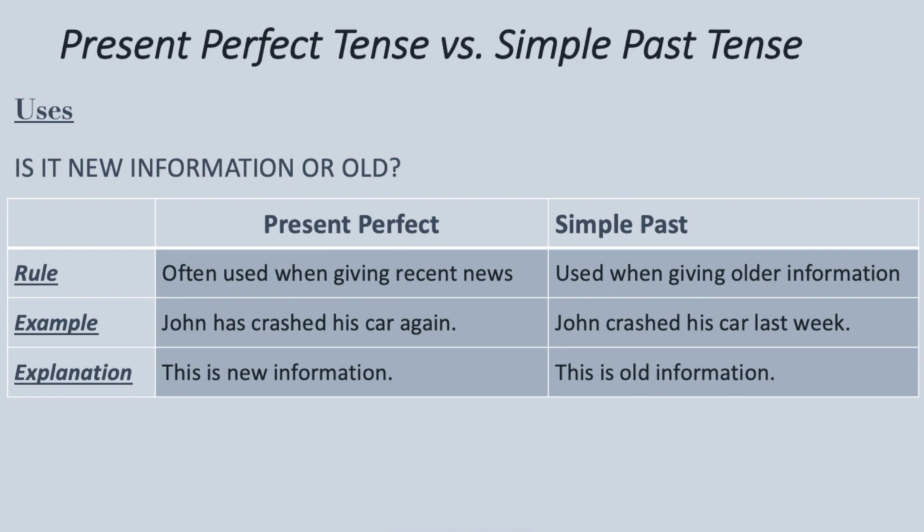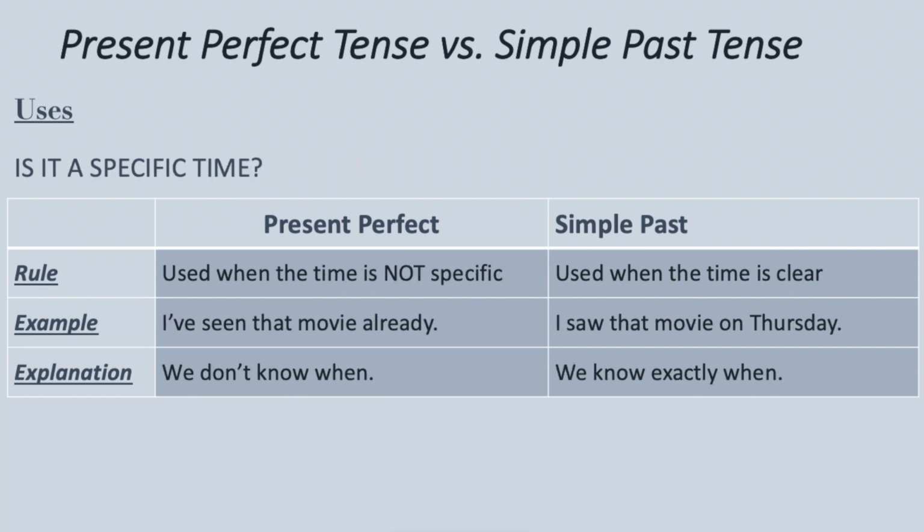The third question we can ask is it a specific time? When we use the present perfect, we don't use a specific time. It doesn't matter when something happened.